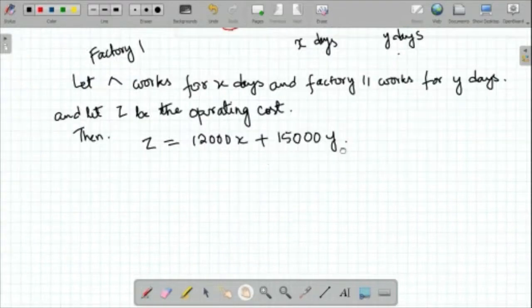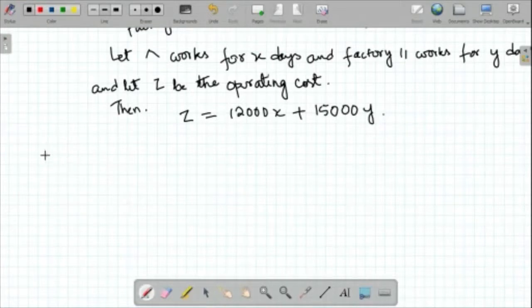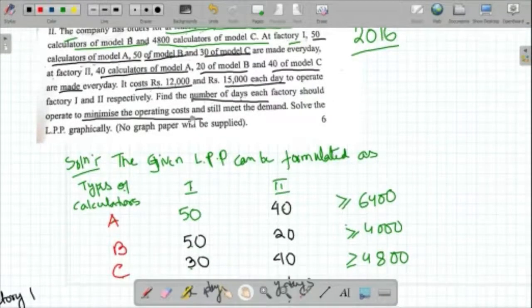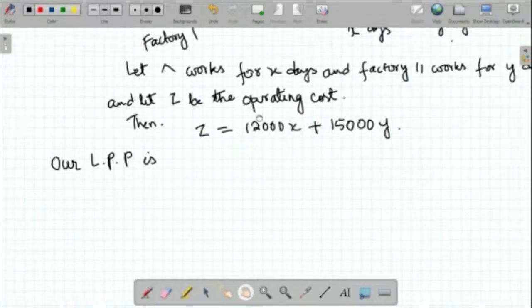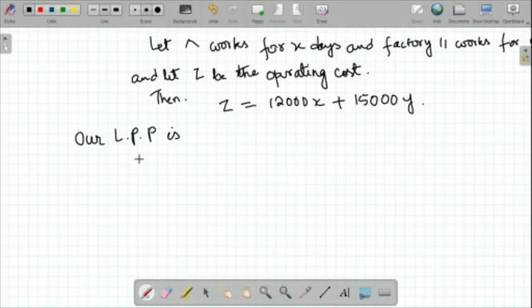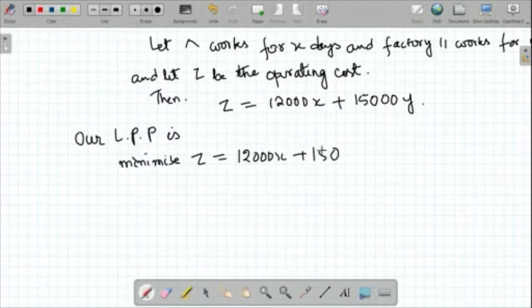Now, our LPP is okay. Minimize or maximize? Look at the question. Minimize. Okay, so our LPP is what? Minimize Z. Minimize Z equals 12,000x plus 15,000y.